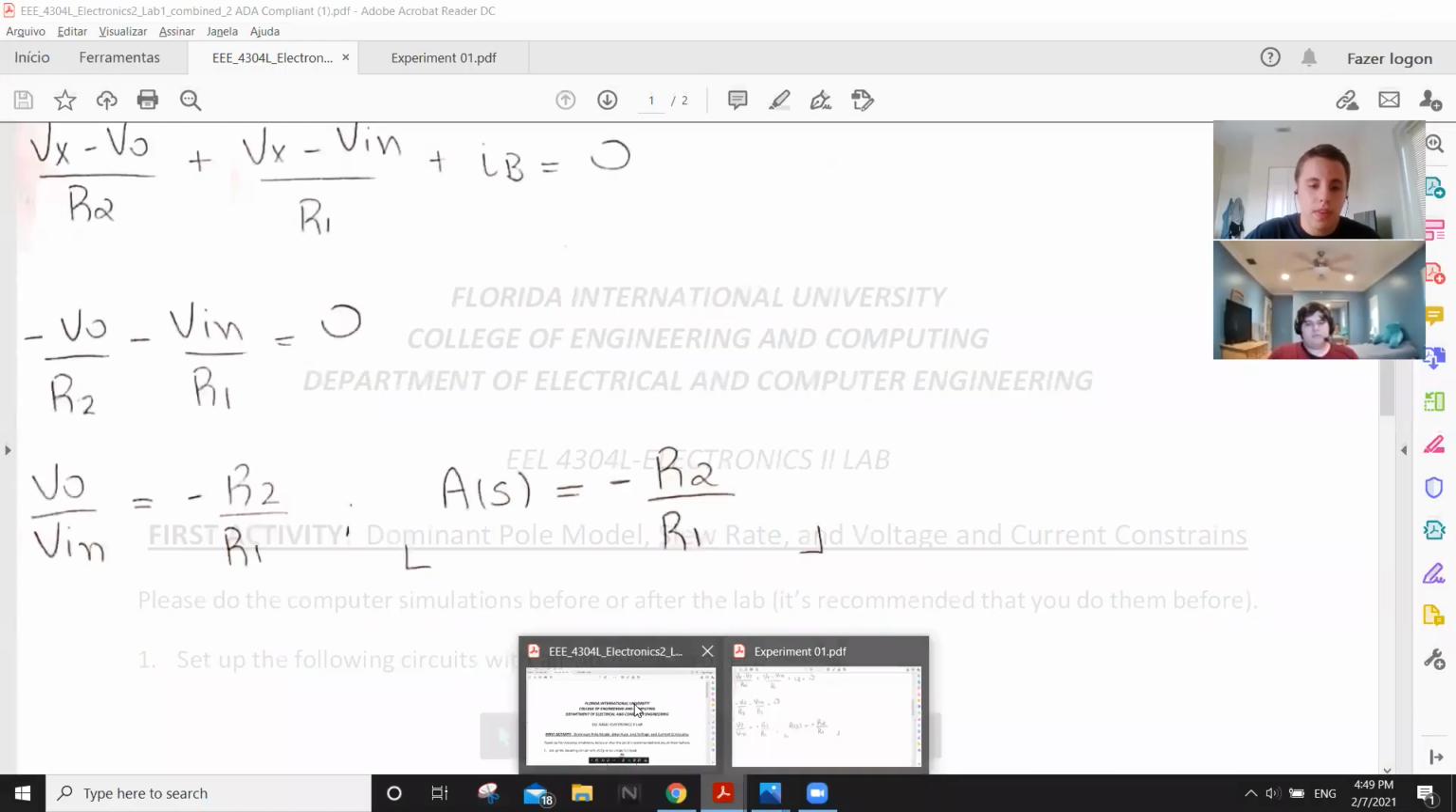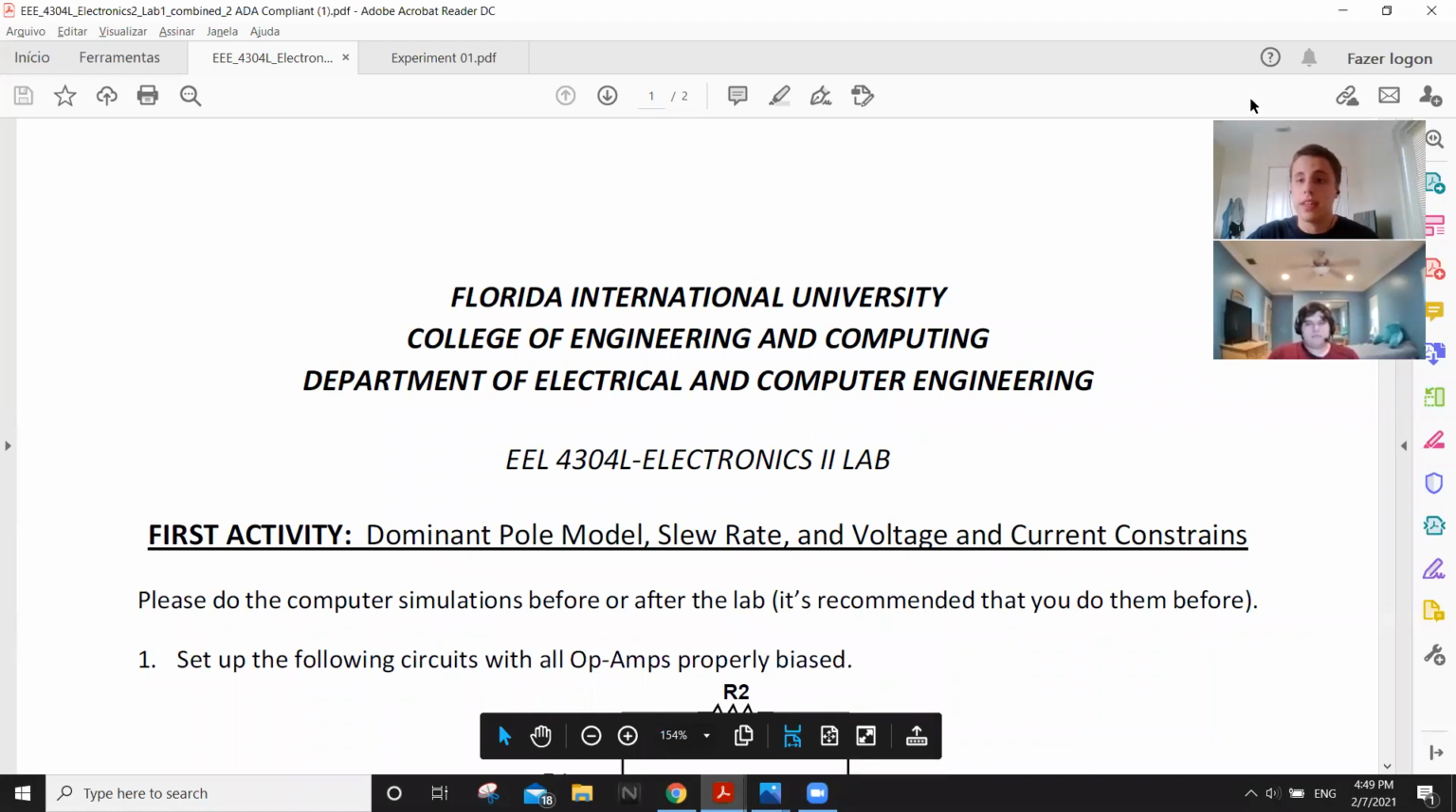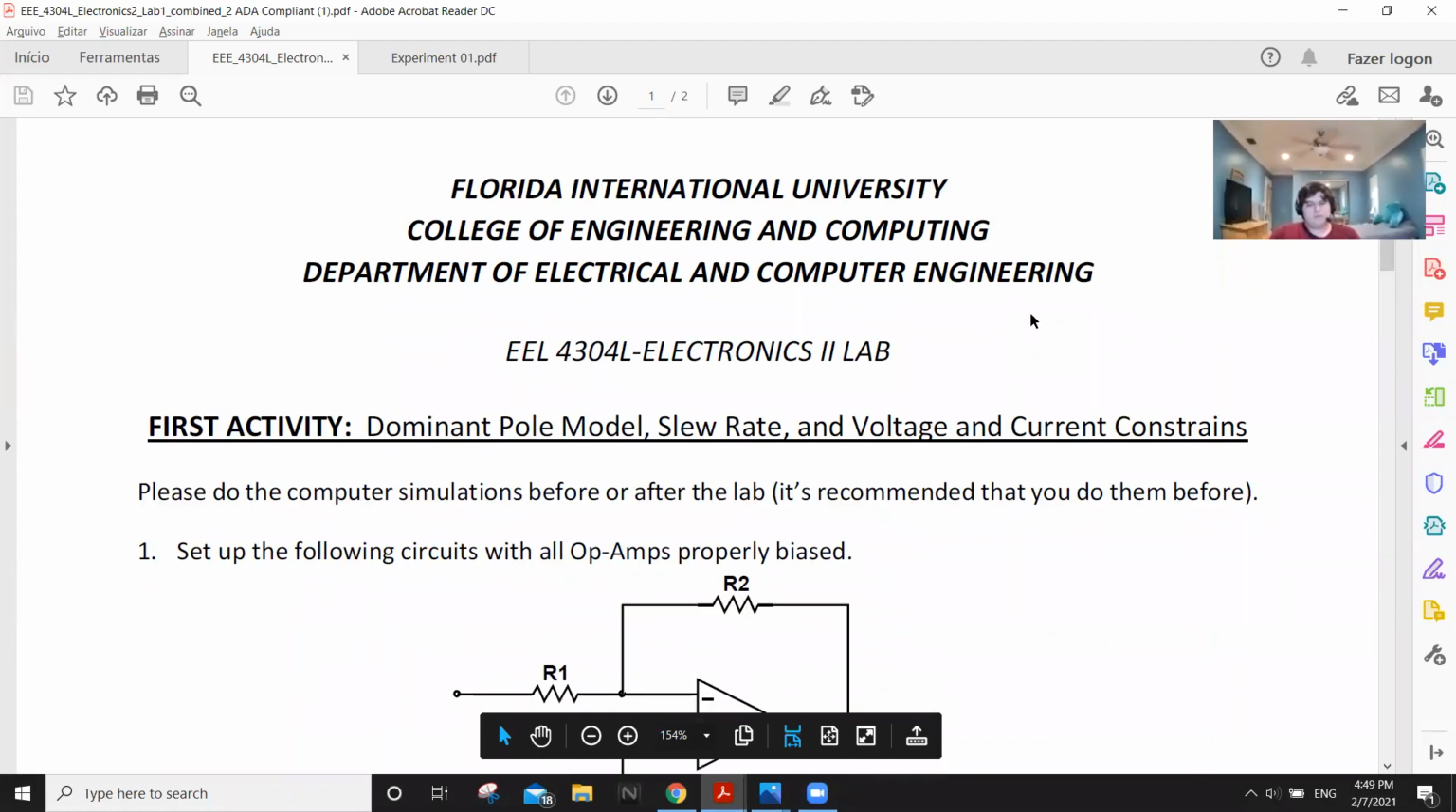622-6932, and this is the lab experiment 1 for the class EEE4304. I'm going to share my screen in order to show you guys the experiment that we're going to be going over during this class, this lab experiment.